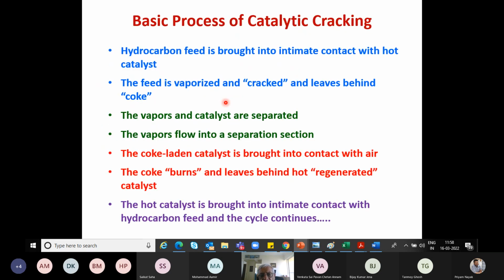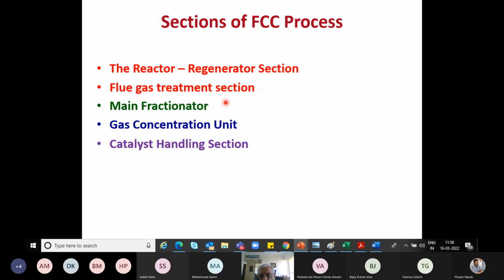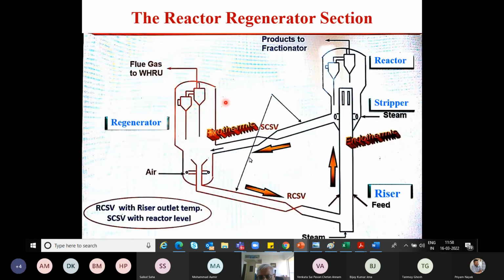So to begin with, let me actually talk about the reactor regenerator section. I'll come back to this particular material later. So this is actually the heart of the process, and this is how it works. The hot catalyst is coming from the regenerator; this is the regenerator, this is the riser, this is the reactor. The reactor consists of two portions. One is the riser, and the other is the reactor body itself.